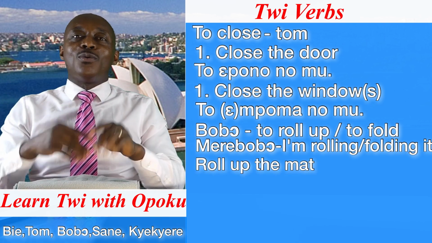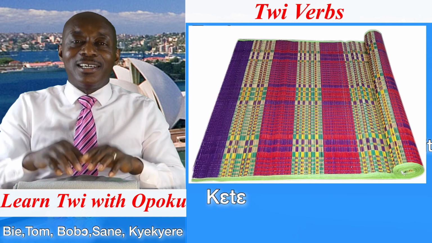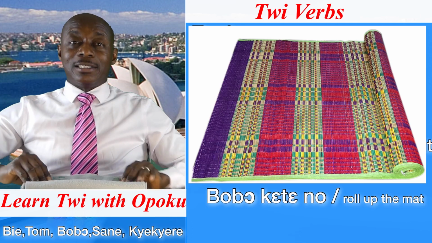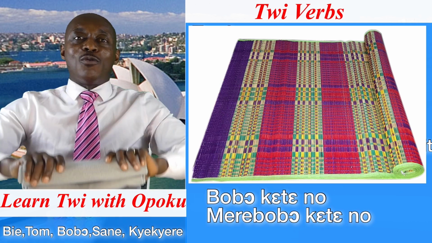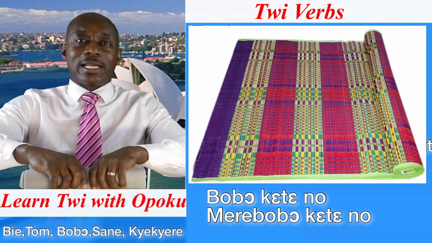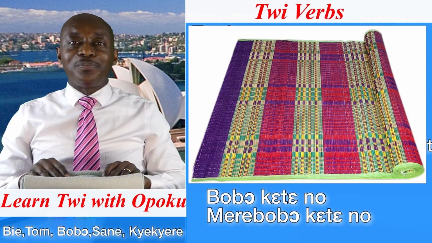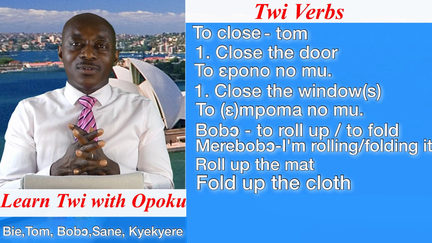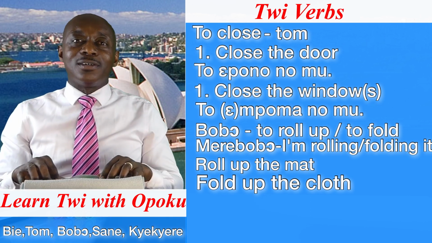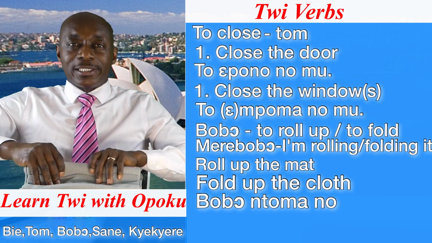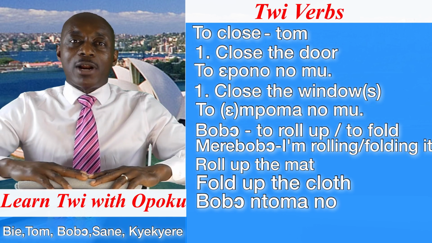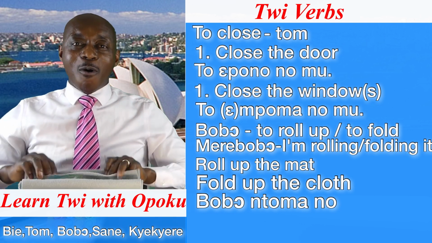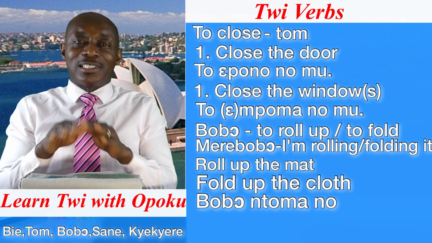How do you say roll up the mat? In Twi, mat is known as kete. So we say bobo kete no. If this were to be the mat, then I will do this, and that will mean me bobo kete no. Good. How would you say fold up the cloth? The cloth is known as ntoma in Twi. So you will say bobo ntoma no, and I will do just that. Me bobo. That means I will fold it up, or I will roll it up. So bobo means to roll something up or to fold something.